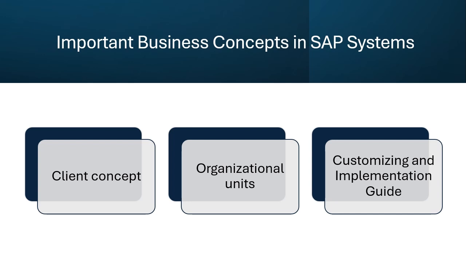So, the client concept enables logical separation within a single system, allowing multiple organizations to work independently in separate spaces with secure data access. Organizational units define various business structures such as sales or purchasing, which enables multiple companies to be managed within one system. So, lastly, we have the customizing and implementation guide. This is a tool for configuring business processes, which offers detailed configuration options to tailor the system according to specific operational needs.